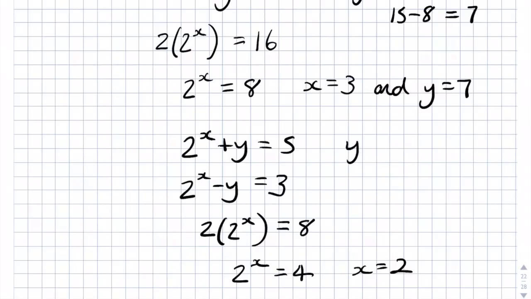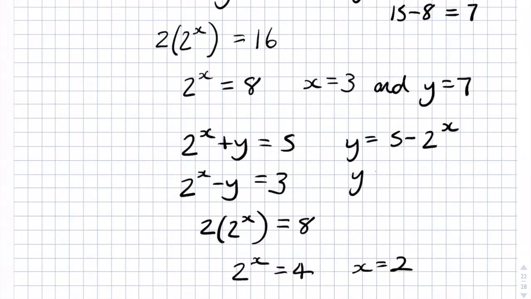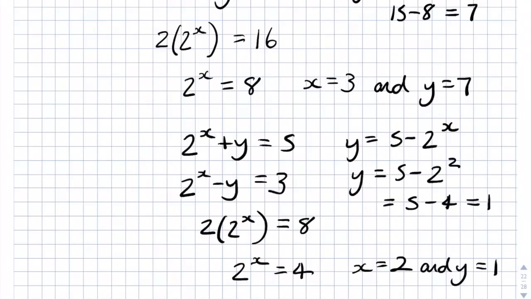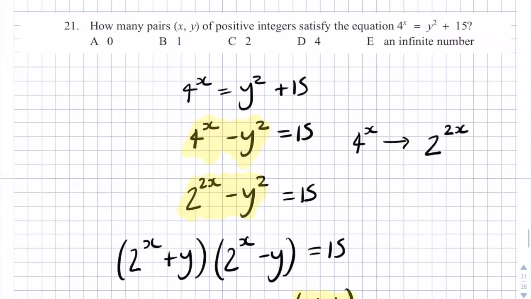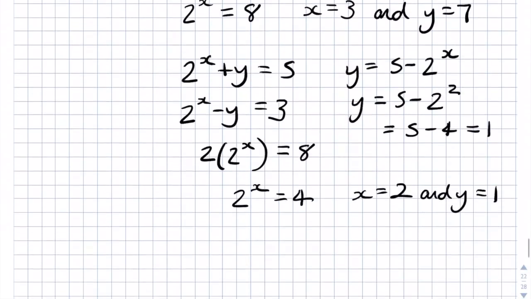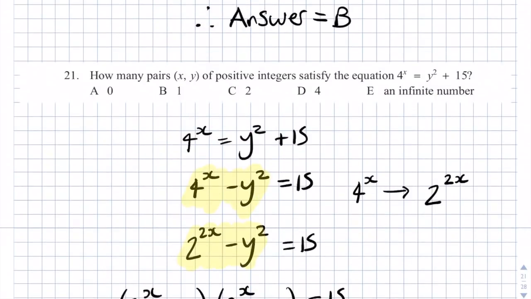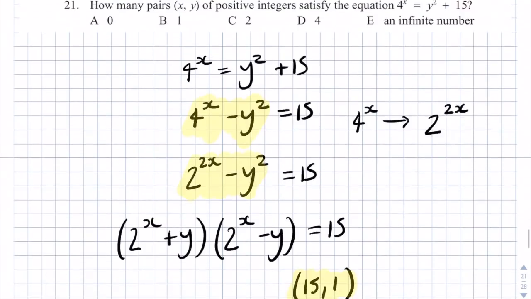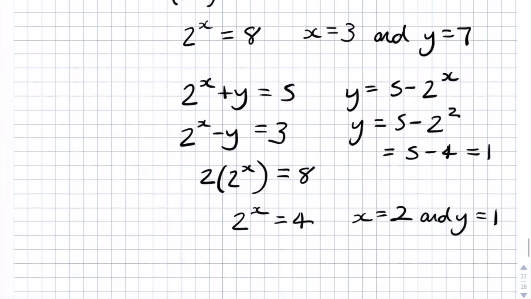Rearrange this top equation, and you get y equals 5 minus 2 to the x. Substitute x equals 2, and you get y equals 5 minus 2 squared. Well, 2 squared is 4, and 5 minus 4 is 1. So we get x equals 2 and y equals 1, which is another pair of integer solutions. Therefore, we've got two pairs of positive integers which satisfy the equation 4 to the power of x equals y squared plus 15. So our answer is C.